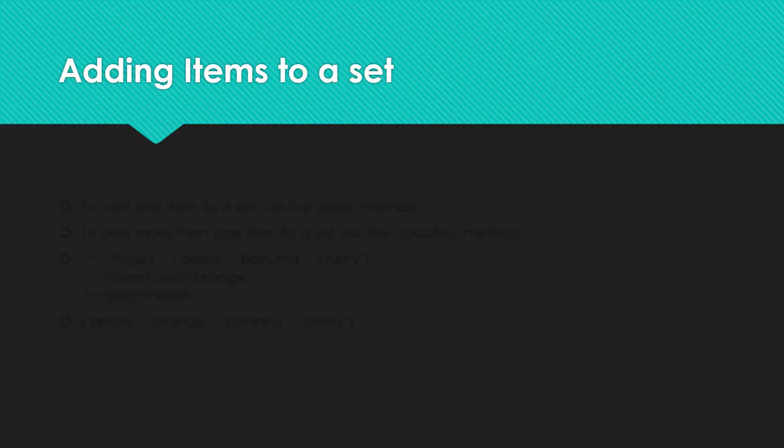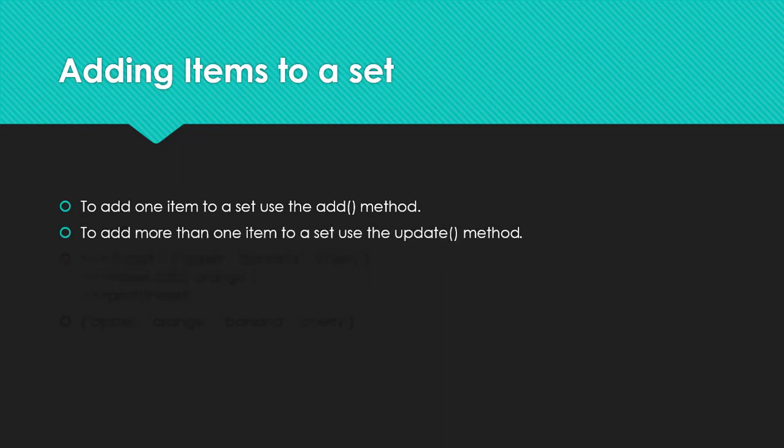Now there are two methods to add items to a set. To add one item to a set, we use the add method. If we want to add just a single item, we use the add method. But to add more than one item to a set, we use the update method. So the number one method is the add method and the number two method is the update method. Add is used when we want to add just a single item, and update is used when we want to add more than one item.